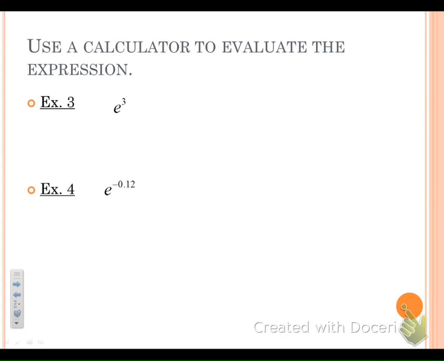Directions change to use a calculator to evaluate. When you see the word evaluate, then I want a number. Now I want a decimal. So we get approximately 20.09. This is what you should be getting if you found the correct button.